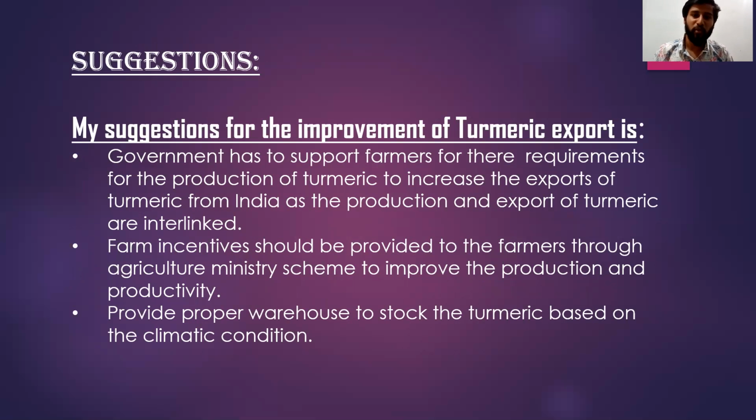My suggestion for improving turmeric export is that the government has to support farmers with their requirements for the production of turmeric to increase exports from India, as production and export of turmeric are interlinked. Also, farm incentives should be provided to farmers through agriculture ministry schemes to improve production and productivity. Another suggestion is that the government should provide proper warehouses to stock the turmeric based on climatic conditions.